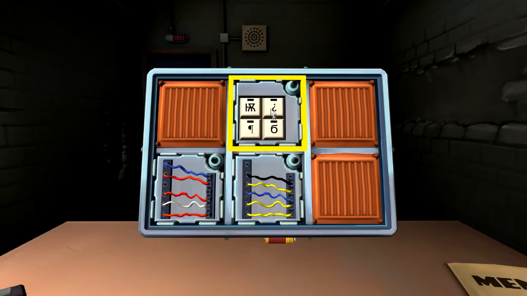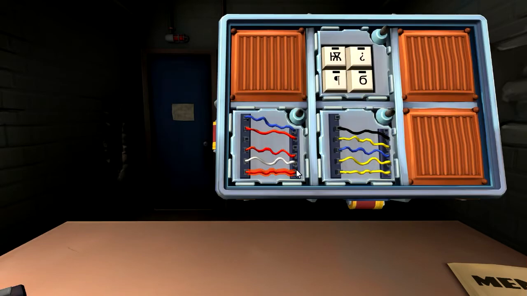Started. Please have wires. Please have wires. Yay! Two wires and then the key thing. So let's do this one first. Five wires.